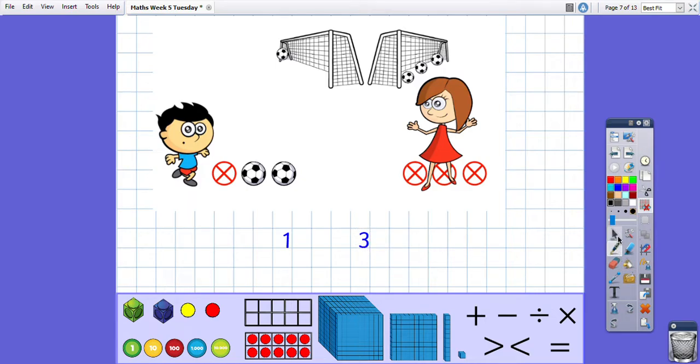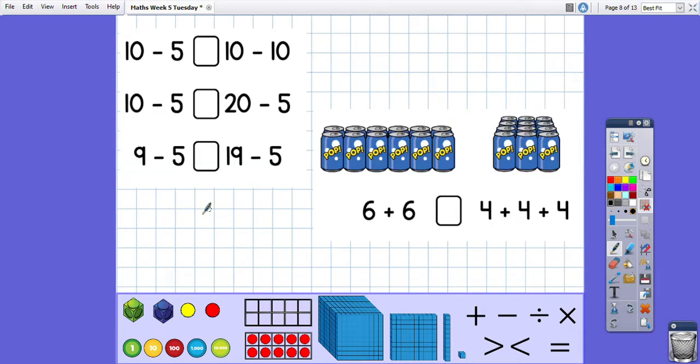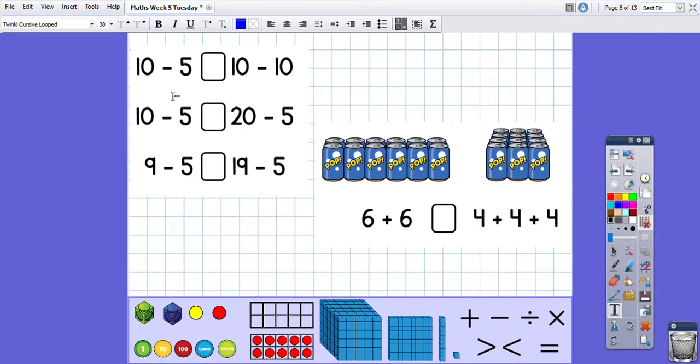The girl scored the most goals. Okay, well done. Now we need to fill in with a greater than, a less than, or an equal sign. So I would work out the sums first.